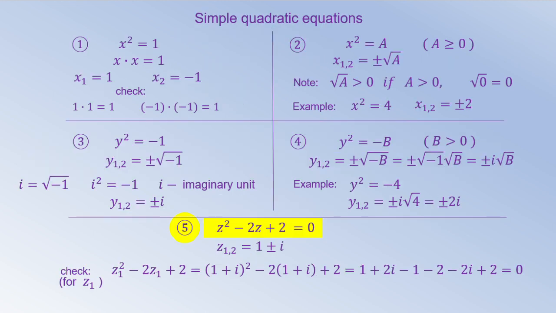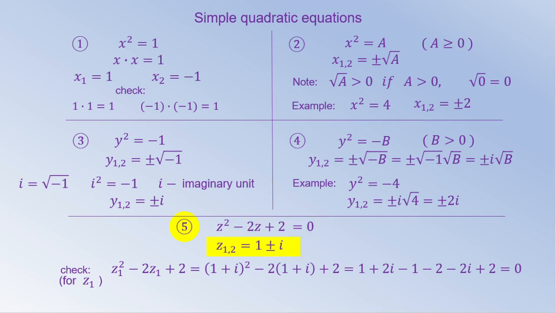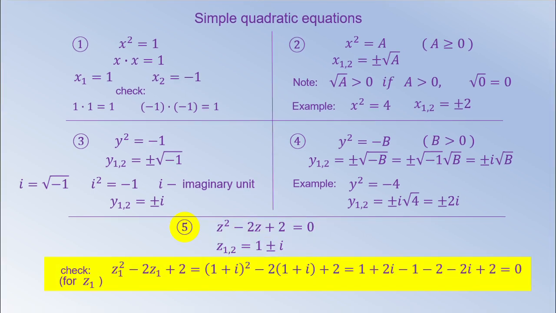Having defined these standard operations, we can show that solutions to a quadratic equation may have both real and imaginary parts in the general case. For example, we can find that the equation z squared minus 2z plus 2 equals 0 has two solutions, 1 plus minus i. You can check this by direct substitution as shown here.